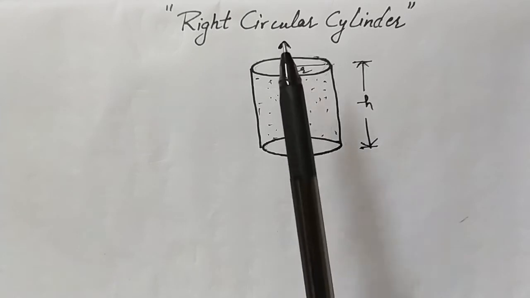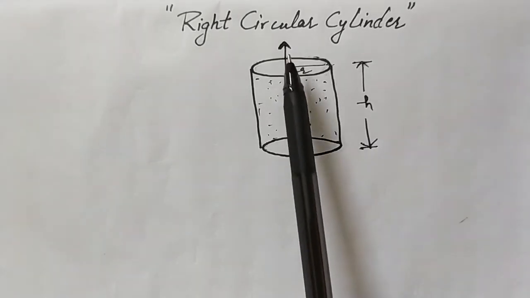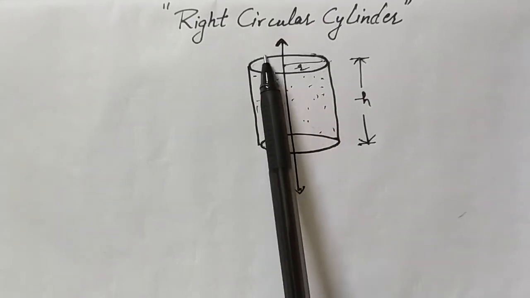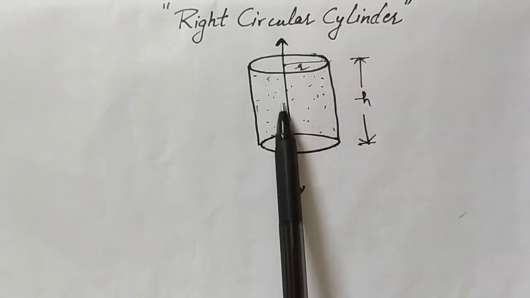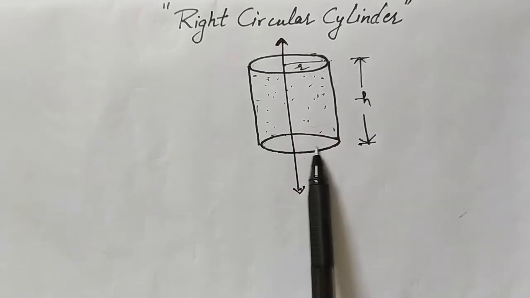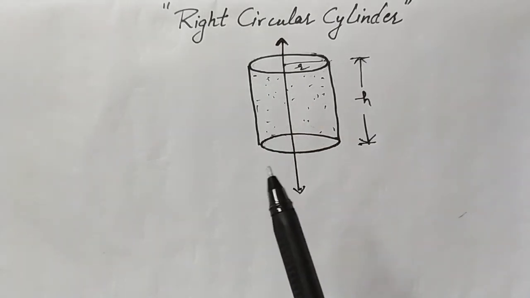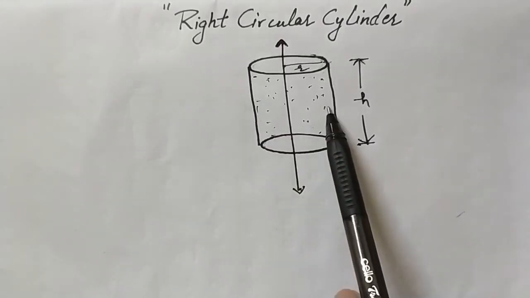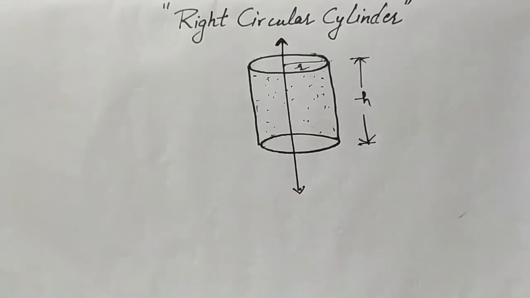This is the axis of the cylinder, and this axis is perpendicular to these circular planes. That's why it is called a right circular cylinder, because this axis is at a right angle to these two circular ends. So we'll do some formulas of CSA, curved surface area of the cylinder, and TSA, total surface area of the cylinder. So let's see what these are.